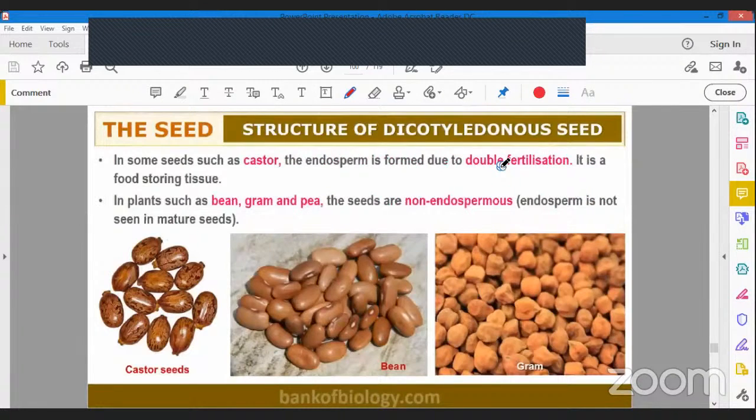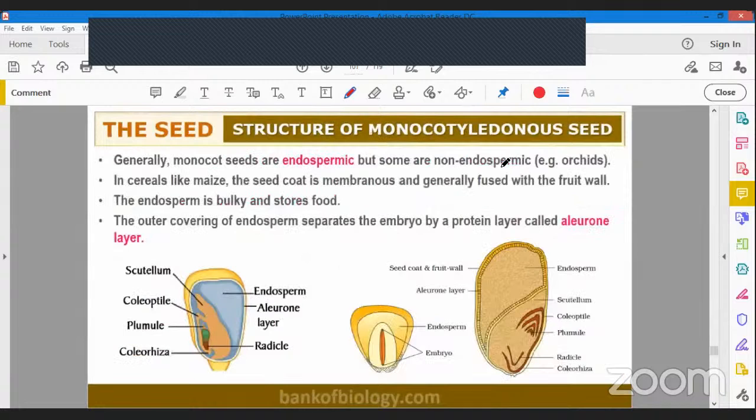Okay. Now we go to the next part, structure of monocot seed. In monocot seed, there is a single cotyledon and they are all endospermic. Remember this, monocot seeds are all endospermic. That means they have an endosperm. But some are non-endospermic, in rare cases, for example orchids, where the seeds are extremely small.